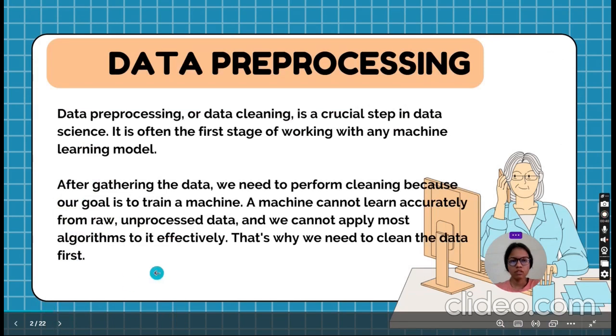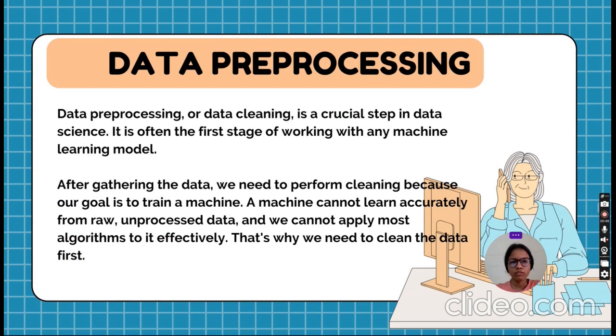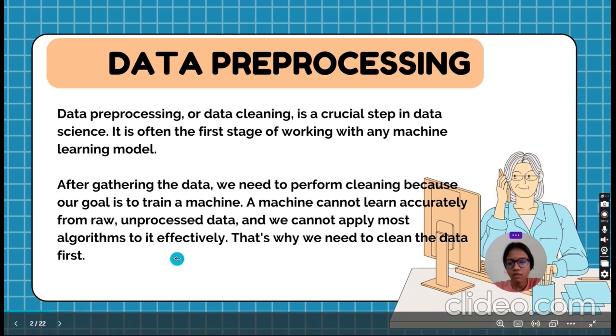Data pre-processing or data cleaning is a crucial step in data science. It is often the first stage of working with any machine learning model. So here the question arises: why do we need data pre-processing? Our goal is to train a machine, and a machine cannot accurately learn from raw, unprocessed data, and we cannot apply most algorithms to it effectively. That's why we need to clean the data first.